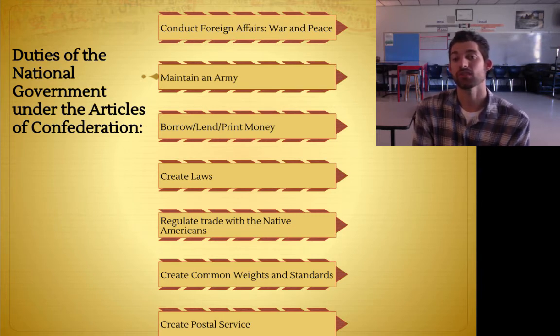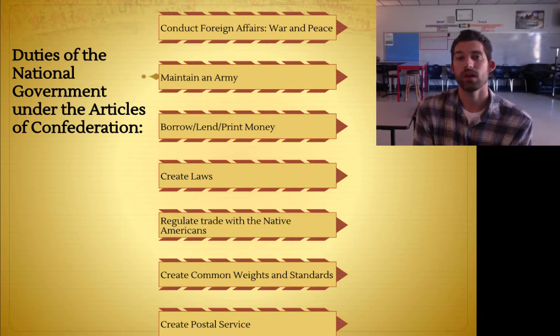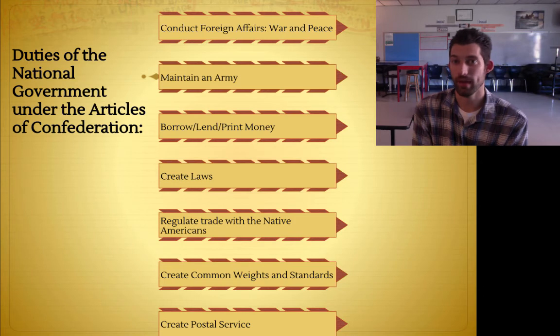The national government was also in charge of creating common weights and measures, or weights and standards. That means that when we say what is a pound, New Jersey can't have one thing for a pound, and New York have something else weigh a pound, and then Rhode Island saying that we're actually not going to use a pound, we're going to use a kilogram instead. So it's the national government that says, in the United States, this is what a pound is, this is what a mile is, this is what an acre is, and they're the ones that set those things.